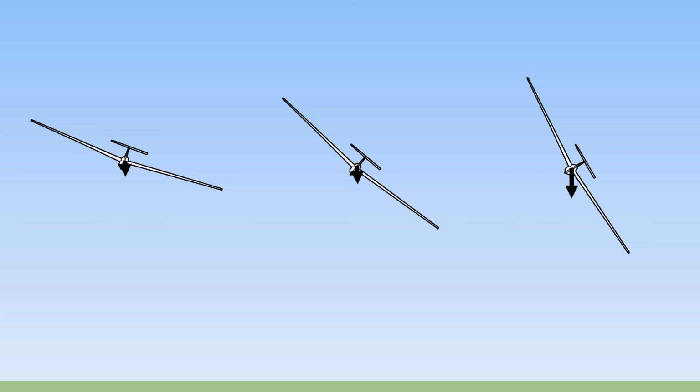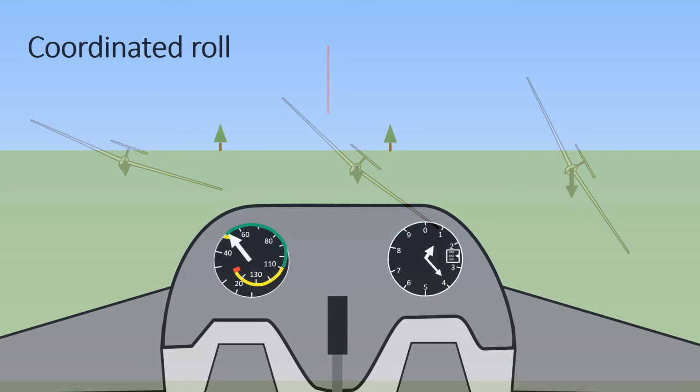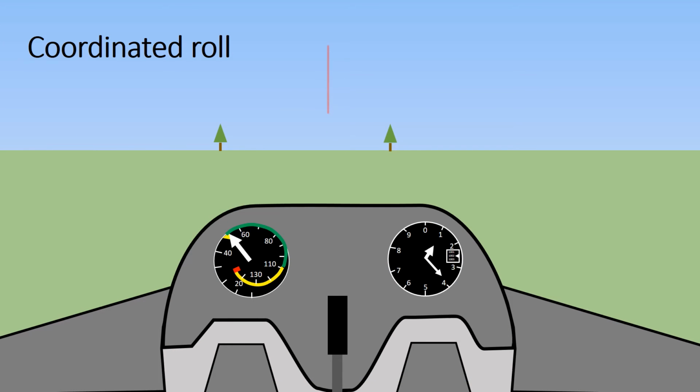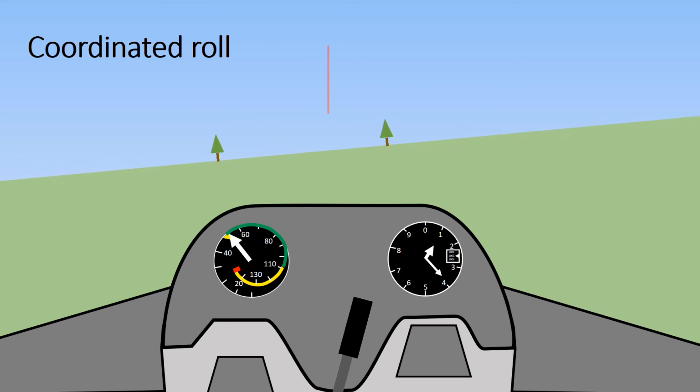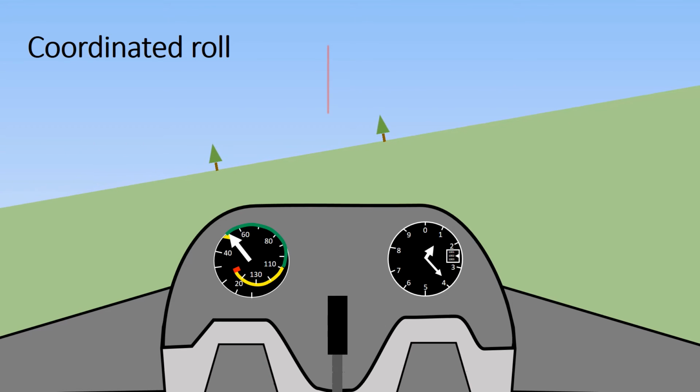Remember that when you level the wings, this effect disappears, and so you need to ease off that back pressure or the nose will rise as the wings come level. Thus, a fully coordinated roll has three components: rolling the glider with the stick, preventing adverse yaw with the rudder, and preventing nose drop by applying back pressure on the stick.